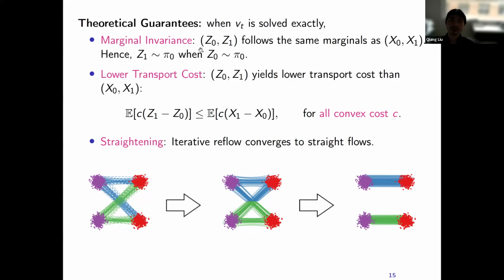Then if you solve that optimization and fit the ODE exactly, we can ensure that the pair Z0 and Z1, which is the endpoint from the differential equation trajectory, follow the same marginal distribution, right?